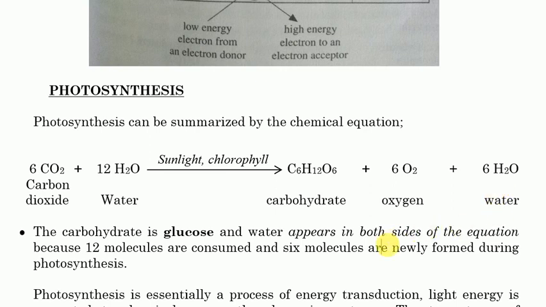The real fact about this equation and the true process of photosynthesis can be discussed in these hints below. We are saying that the carbohydrate is glucose, and water appears on both sides of the equation, because 12 molecules of water are consumed and 6 molecules are newly formed during photosynthesis.